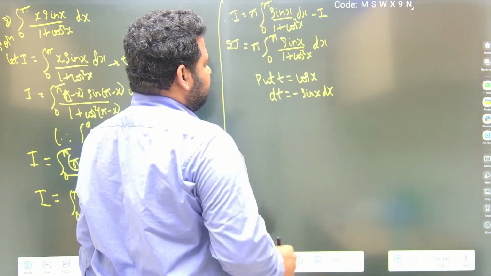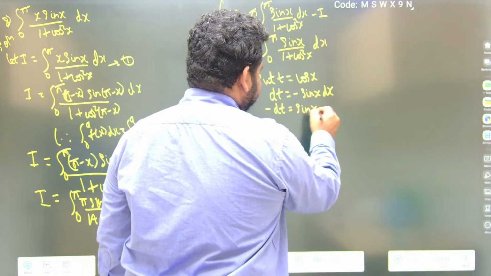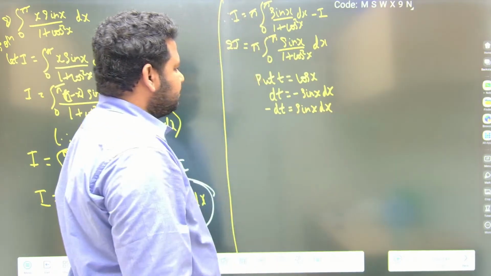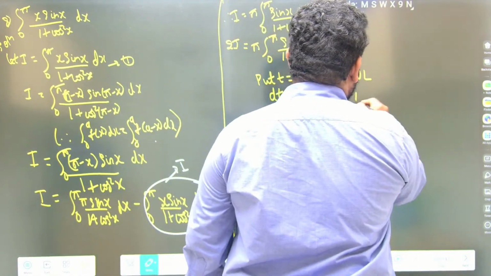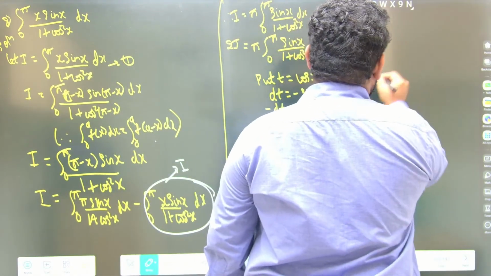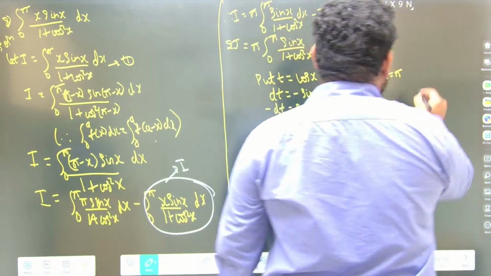So minus sin x dx, or minus dt, is equal to sin x dx. This is what we have. Now what about the limits? Upper limit, lower limit. When x is equal to pi, what will happen to t?